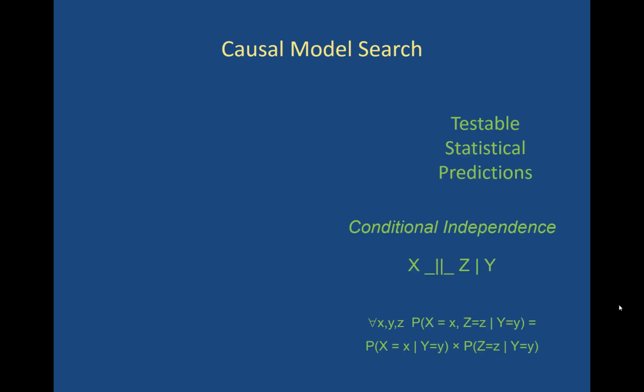And if we're going to go the other way, if we're going to search for causal models from data, then we have to figure out some way to start with predictions that we could test and then see which models might actually generate those kind of predictions.